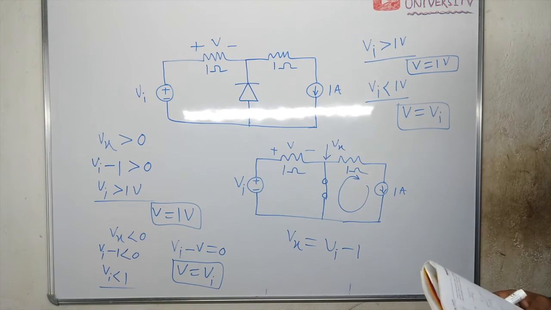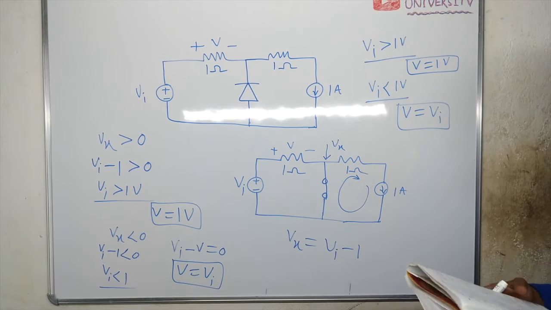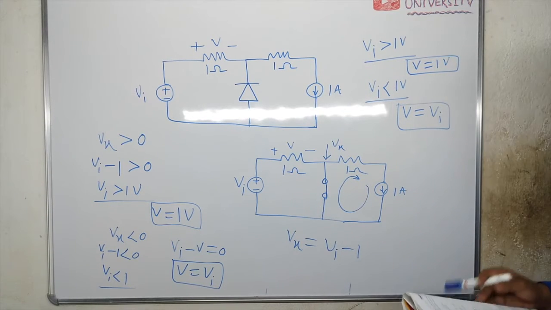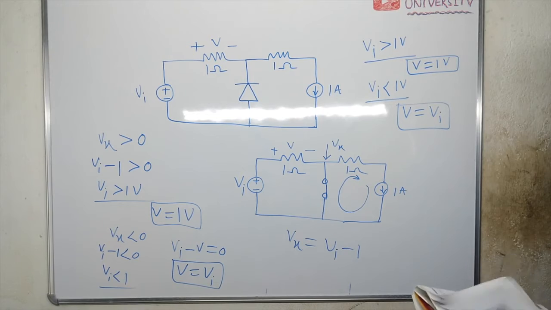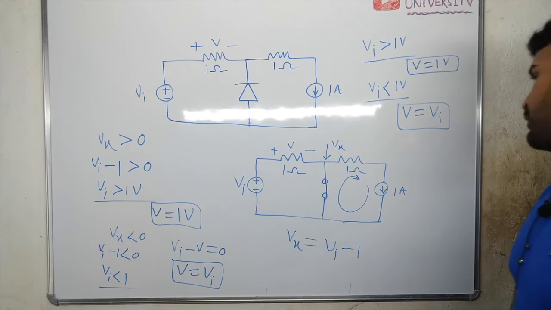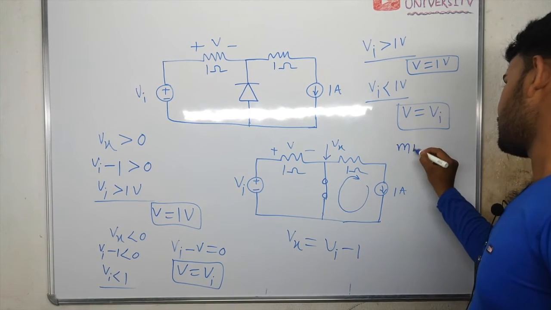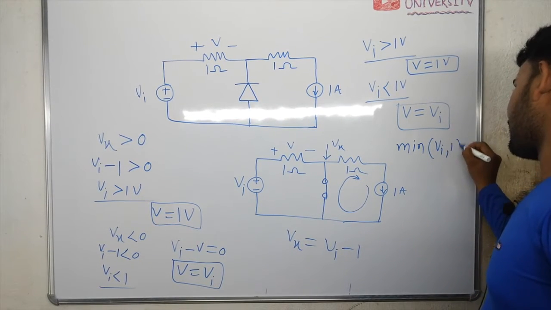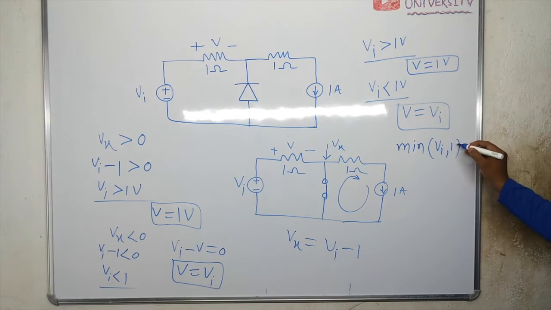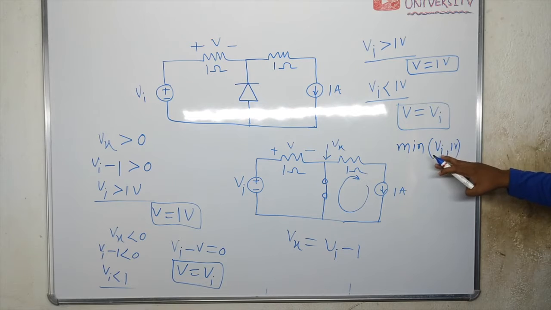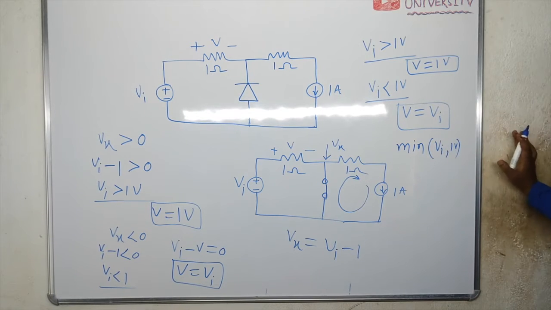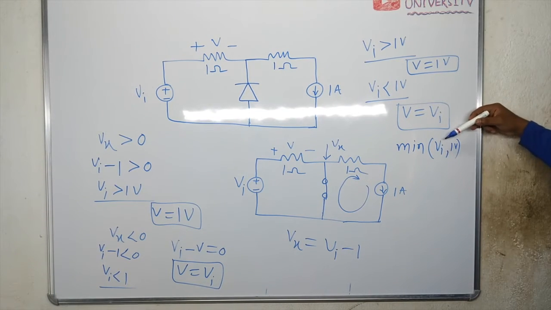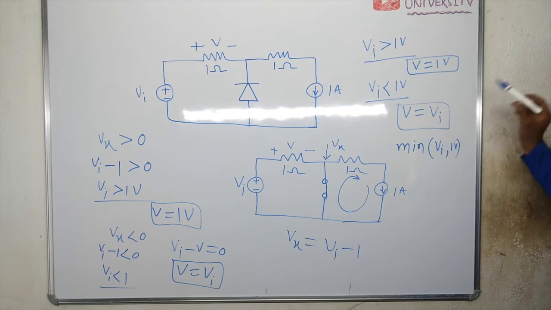And other options cannot be the answers. You can check out, okay. The option is given in this way: B is the minimum between Vi and 1 volt. Whichever is smaller between Vi and 1, that will be the value of B. Whichever value between Vi and 1 volt is smaller, that is the answer of B.